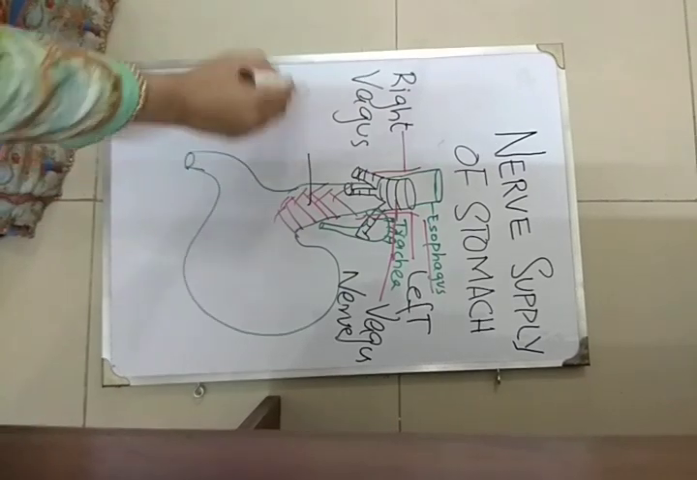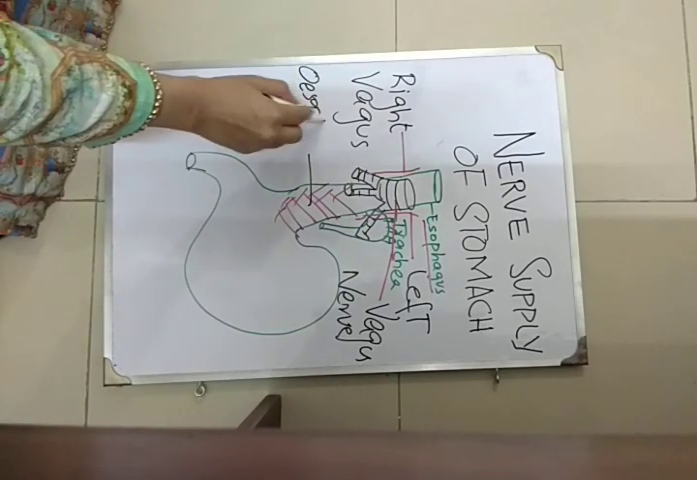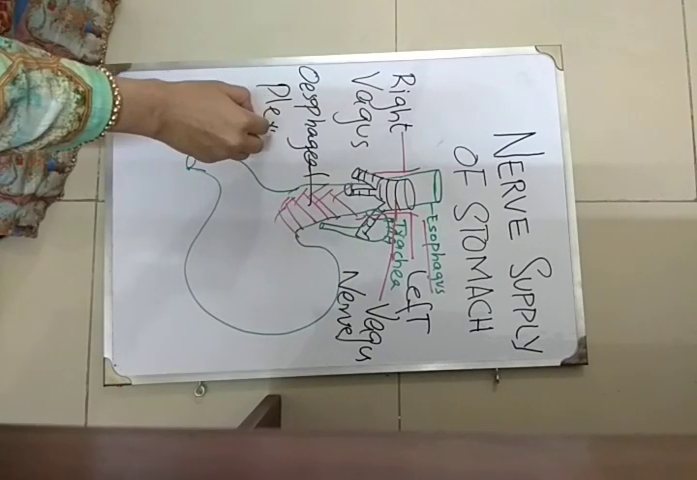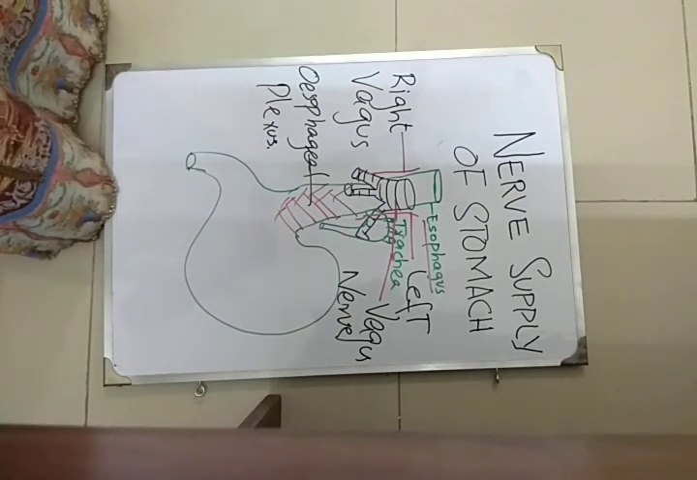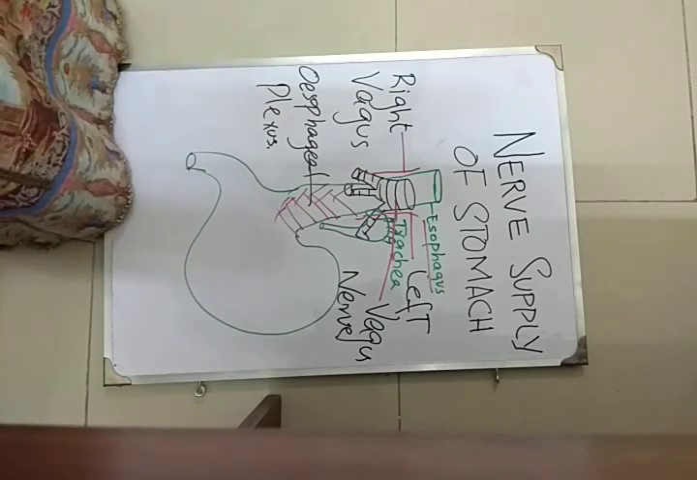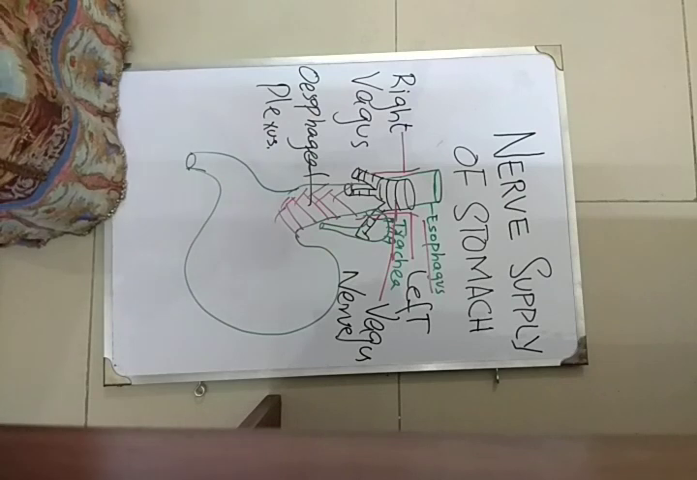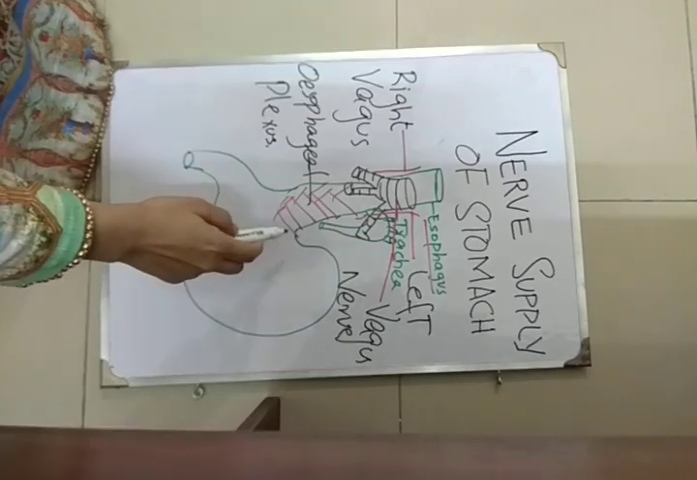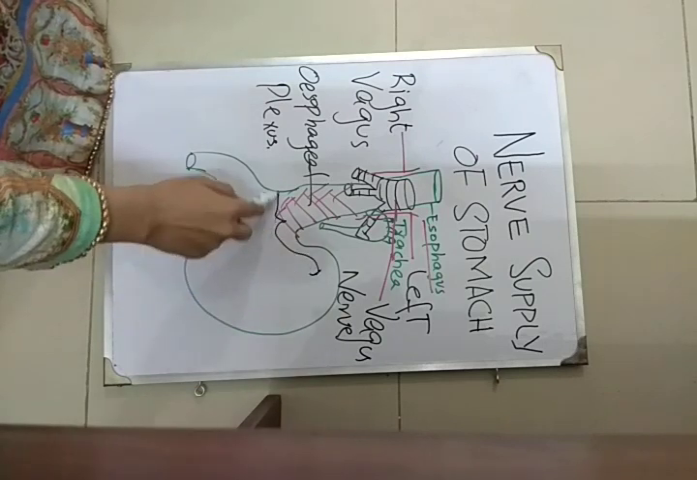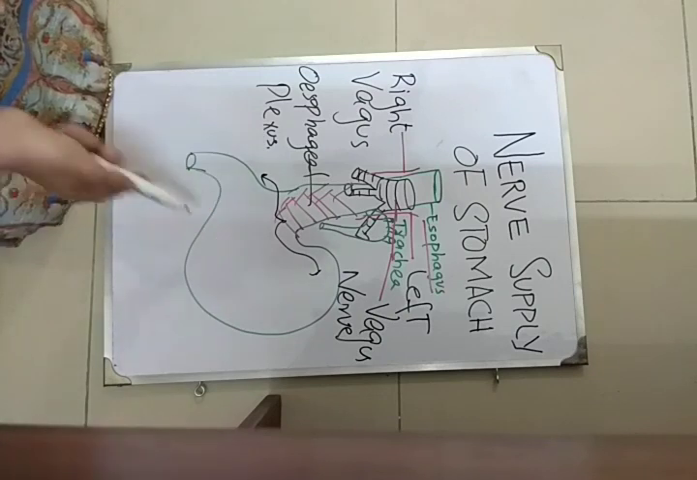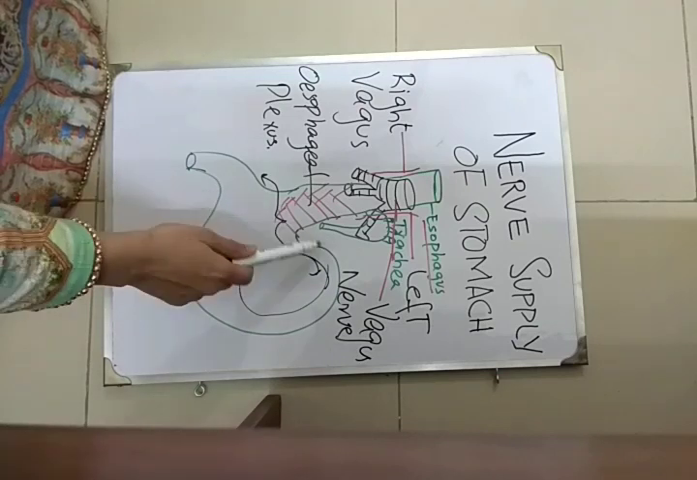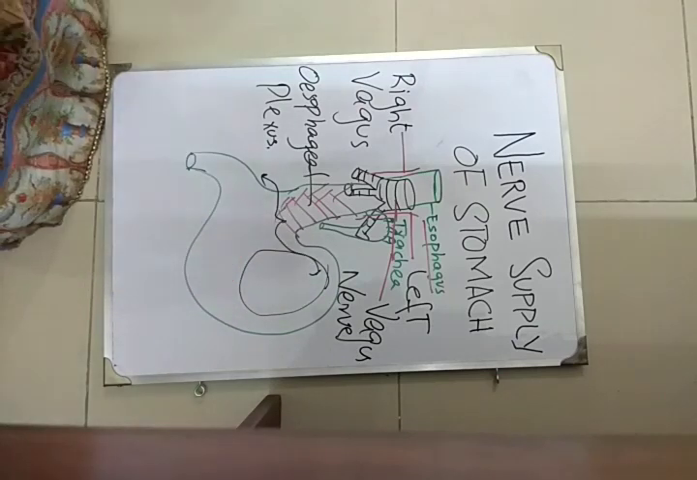So this is the esophageal plexus, and this nerve supply is of parasympathetic nerve fibers, as they are derived from the vagus nerve. Now it divides into the anterior and the posterior branches of the plexus. The anterior will supply the anterior part of the stomach and the posterior will supply the posterior part of the stomach.